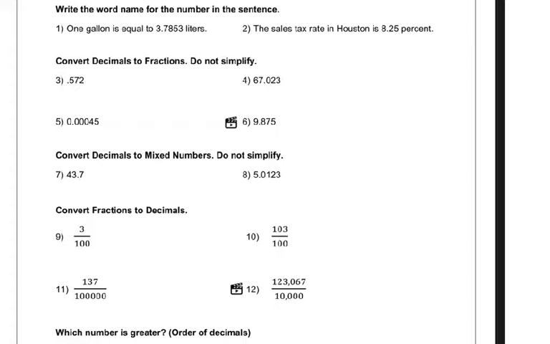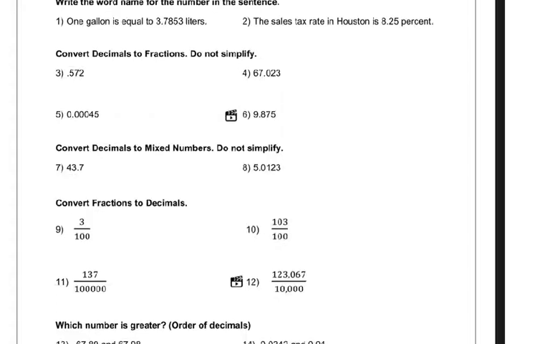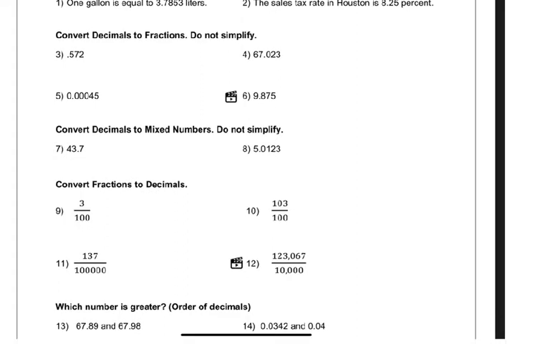We're going to start off with number 1, which is asking to write the word name for the number in the sentence. And so what we want to do here, let's see, 3.7853. The first thing I want to stress is what each of these digits represent. So the 3 here is the ones place or the unit place, okay?